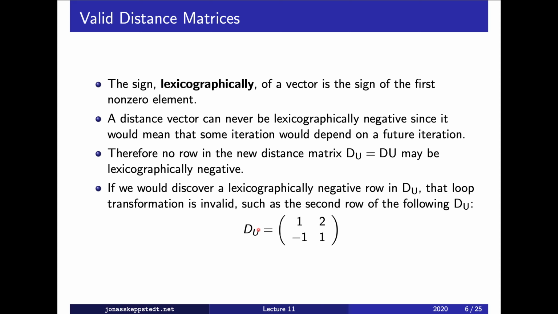We can never get that, if we compute the transformation matrix so that this never happens. But it may be a good idea to check that the transformation matrix that we produce actually never has a negative first non-zero row, as a consistency check of the compiler. Okay?